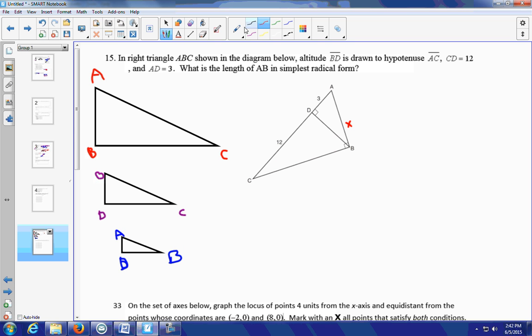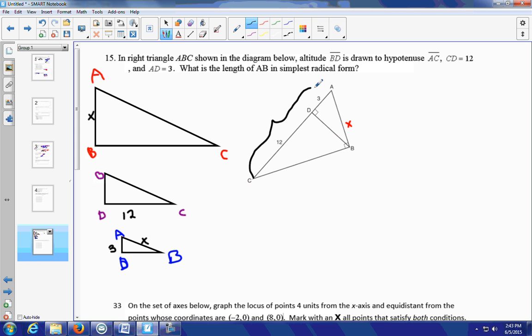And now I'm going to fill in what I know. Well, I know that DA is 3, so wherever I see a DA, I'm going to put a 3. I know that DC is 12, so wherever I see a DC, I'm going to put a 12. I don't know AB, so wherever there's an AB, that's an X. Now, I don't have any two triangles that match, so I need something else.